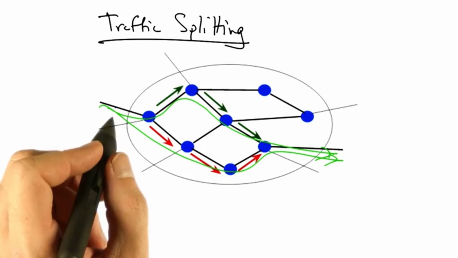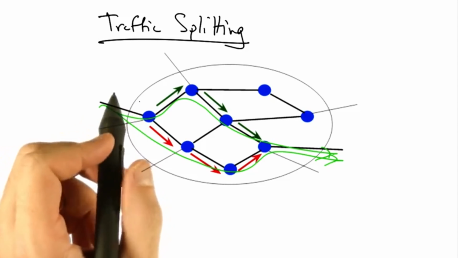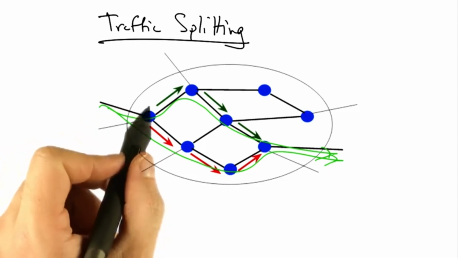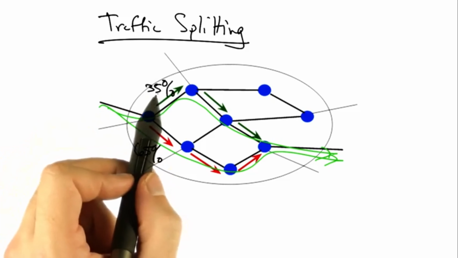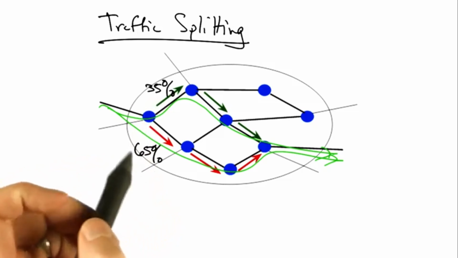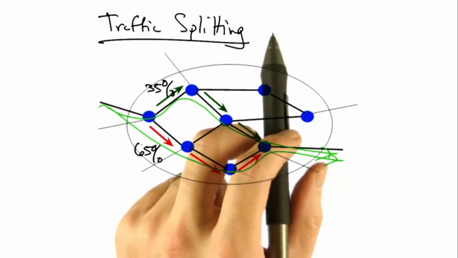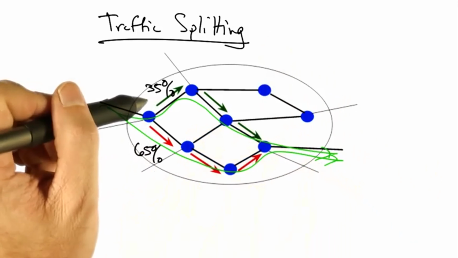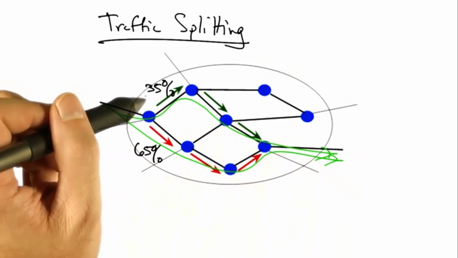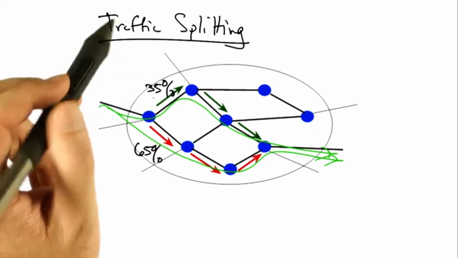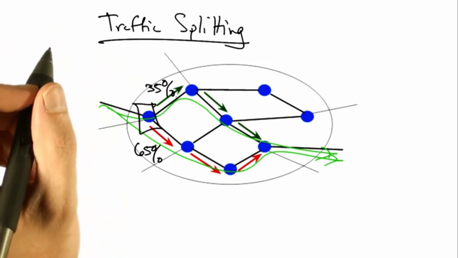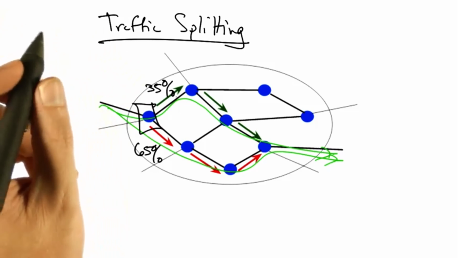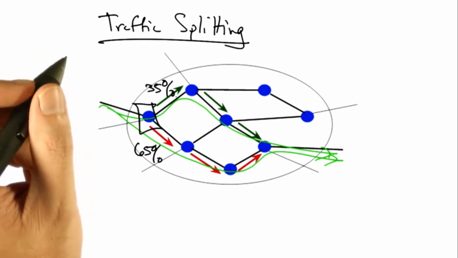A source router might also be able to change the fraction of traffic that's sent along each one of these paths, sending, for example, 35% along the top path and 65% along the bottom path. It might even be able to do this based on the level of congestion that's observed along these paths. The way that the router would do this is by having multiple forwarding table entries with different next hops for outgoing packets to the same destination.